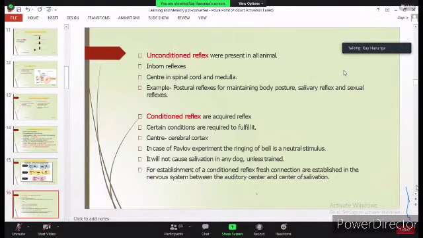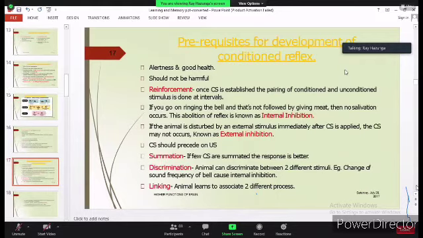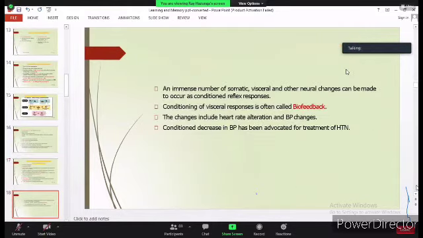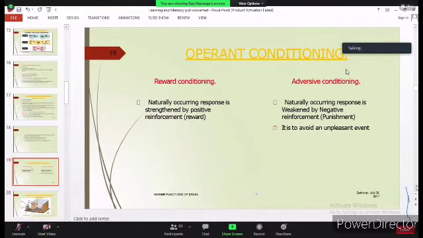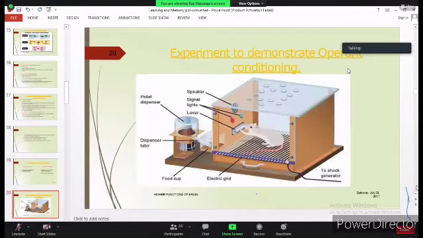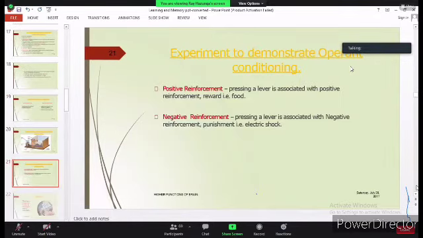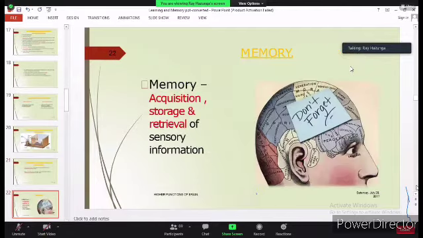Again, we've explained this already. Operant conditioning, and so on. I'm going to go to memory. Yeah, I'm going to talk about memory.